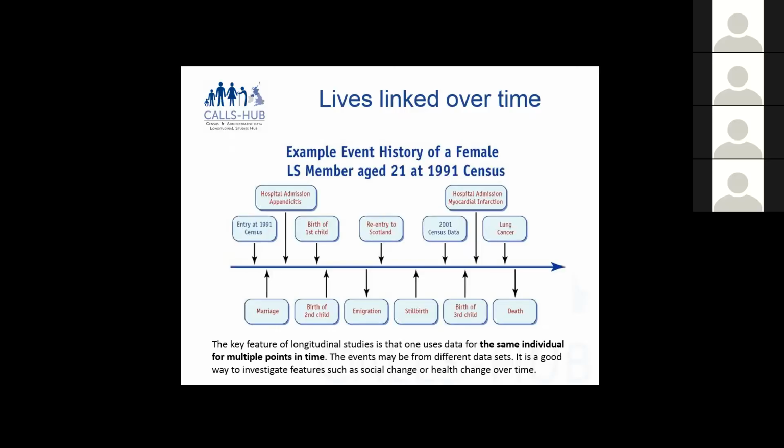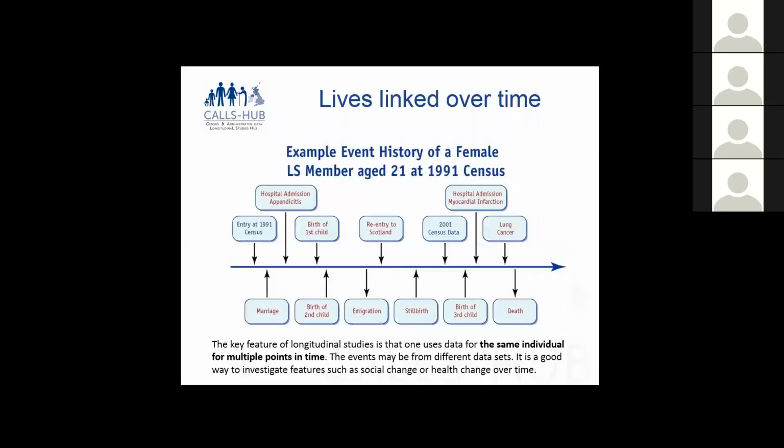We have lots of information on events that occurred through this person's life. So when she got married, hospital admissions such as appendicitis. We have information on the births of children. We also have information on emigration and then re-entry to the sample at a later point in time. We have information on health events. So here a hospital admission for myocardial infarction, then later-stage lung cancer, followed finally by death. So we have a great deal of linked data to this core information that we take from the census itself.